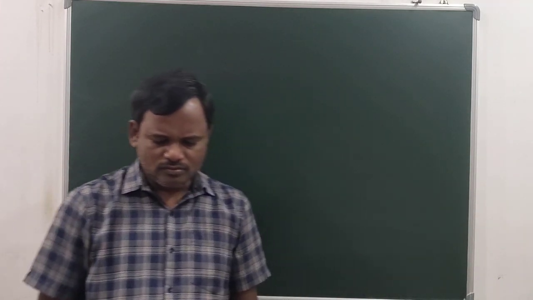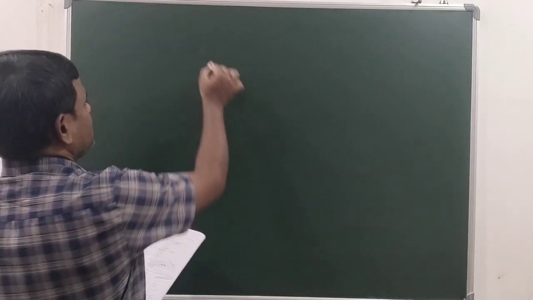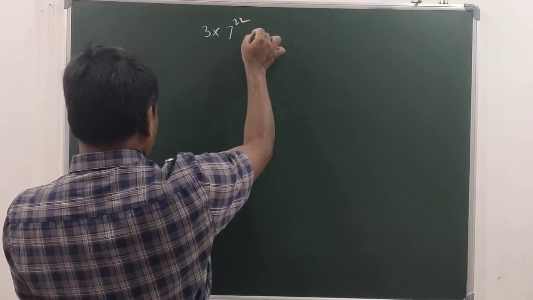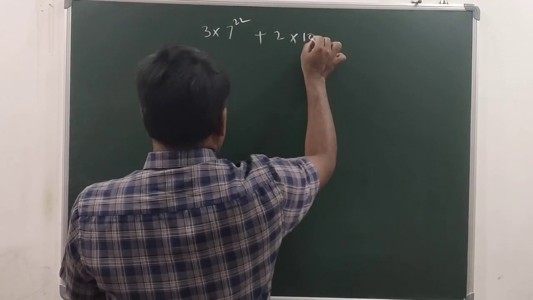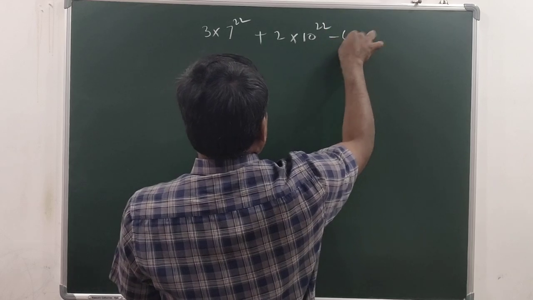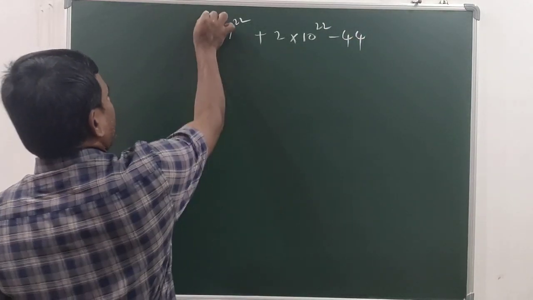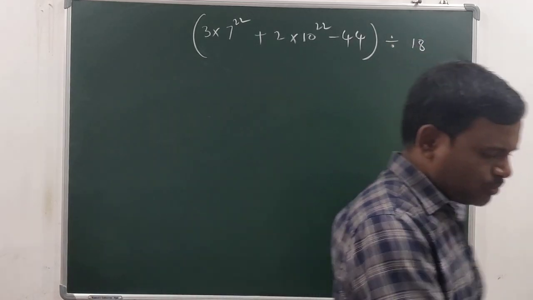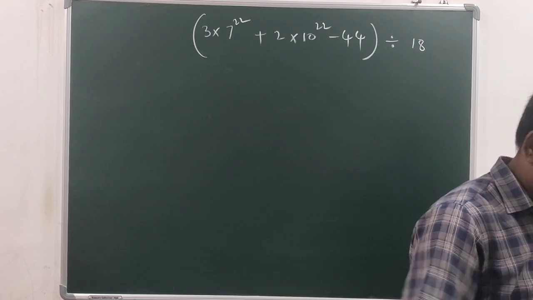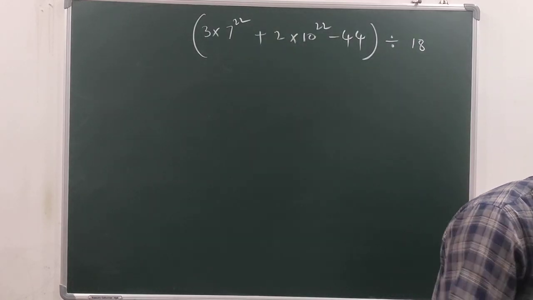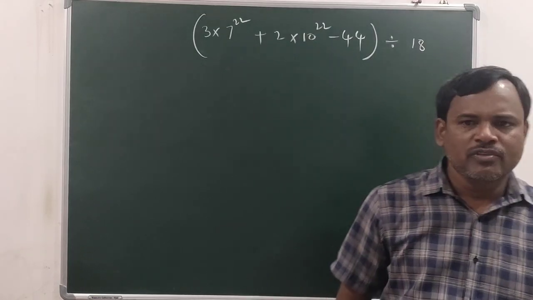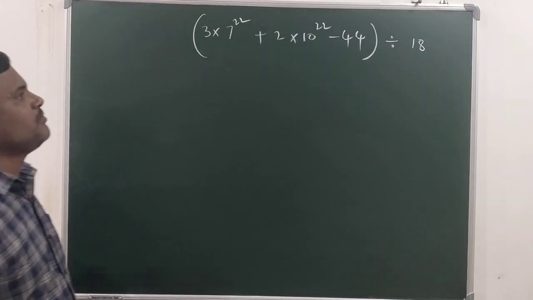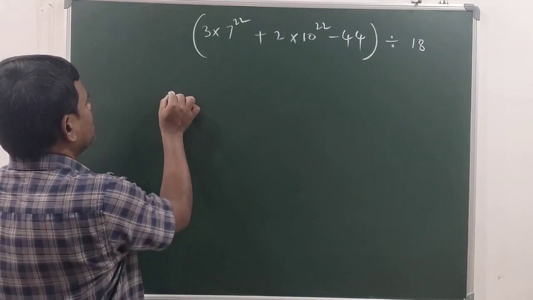See this. What is the remainder when this is divided by 18? 3 into 7 power 2022 plus 2 into 10 power 2022 minus 44, divided by 18. Tell me students, what is the remainder when it is divided by 18? How do you do this question? Tell me students.